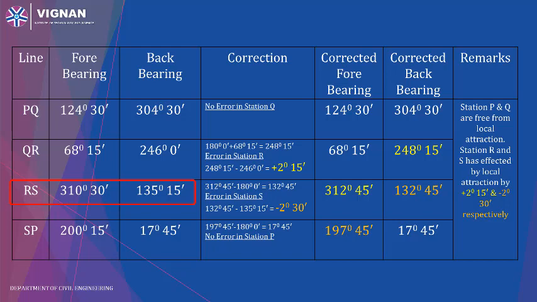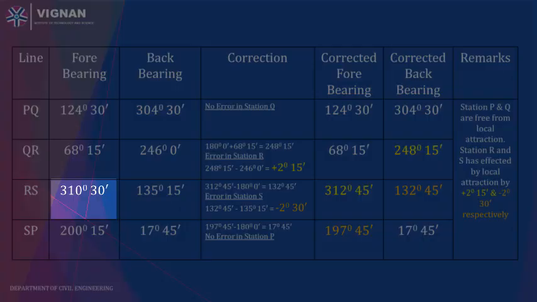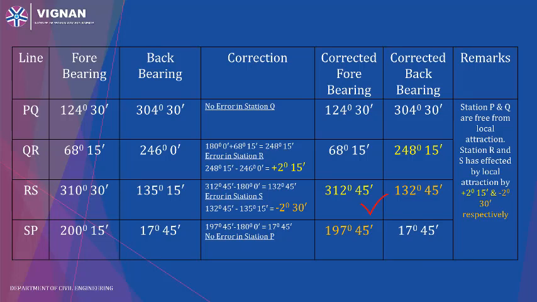Next we will go to the survey line RS. Forebearing 310 degrees in RS means that this bearing is observed from station R. We have stated in the previous row that station R has a correction of 2 degrees 15 minutes. So we'll add 2 degrees 15 minutes to get the corrected forebearing as 312 degrees 15 minutes.